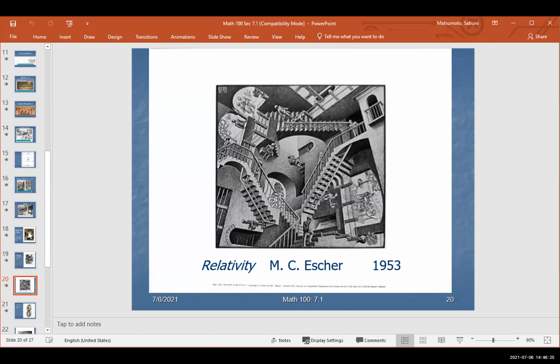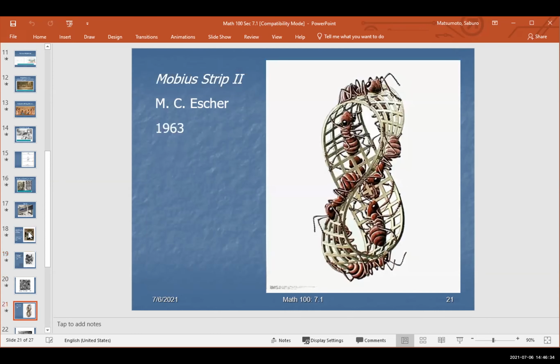Here's another one, Relativity. Okay, is there a top and bottom? Is there an up and down to this universe? Okay, interesting. Ants crawling on the Mobius strip, which is a strip that does not have an inside or an outside because of the twist, and so on.